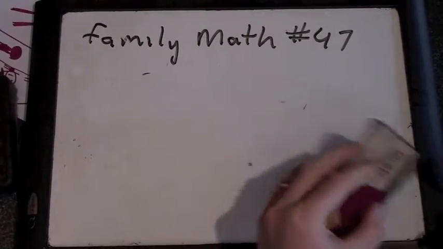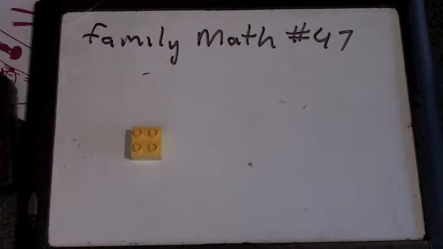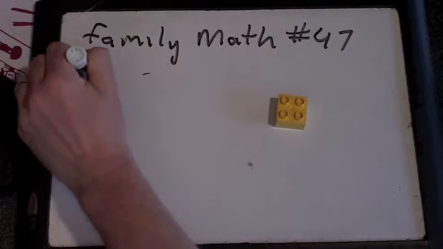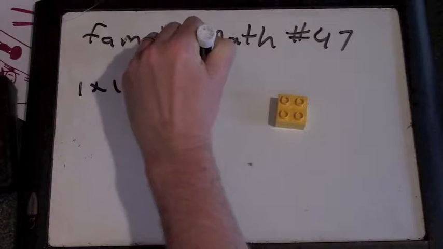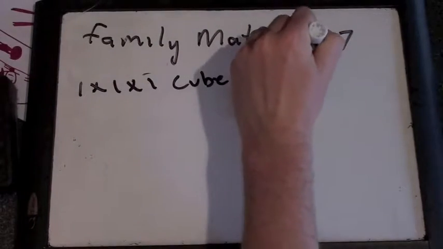And we're going to pretend the Earth, instead of being a sphere, is just a block, a cube. Okay? So the Earth is just a 1 by 1 by 1 cube. And how many blocks does that take? 1 block. It takes 1 block.